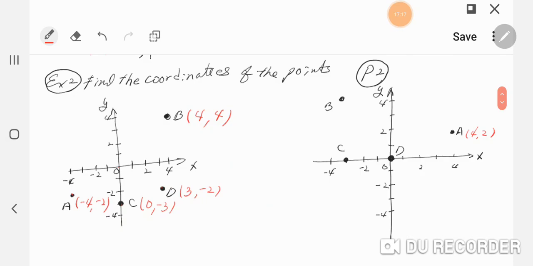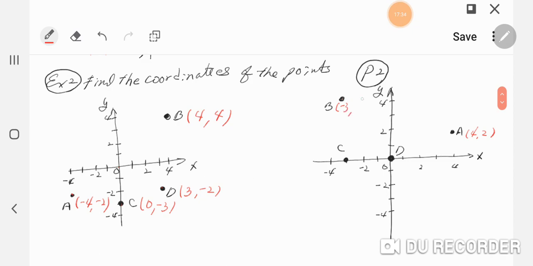So y value is 2. Okay, B is what? Bring this one down on the x-axis. Then what is the x value? -3, right? -3. Bring this one down on the x-axis. Then x is -3. So the x coordinate is -3.